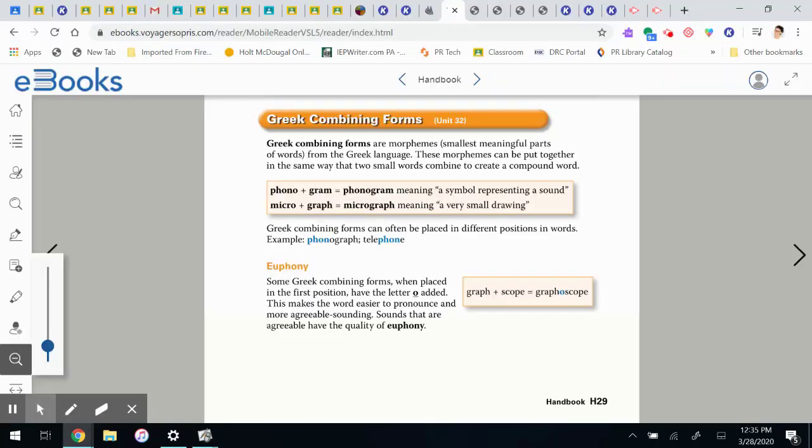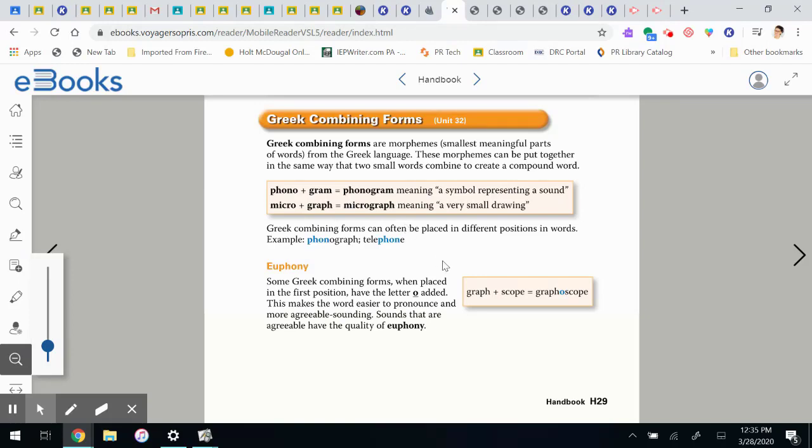In our vocabulary and morphology step today, we are going to learn the meanings of additional Greek combining forms and create words using all the Greek combining forms that we've learned. So to review, Greek combining forms are morphemes, which are the smallest meaningful parts of words from the Greek language. These morphemes can be put together in the same way that two small words combine to create a compound word.